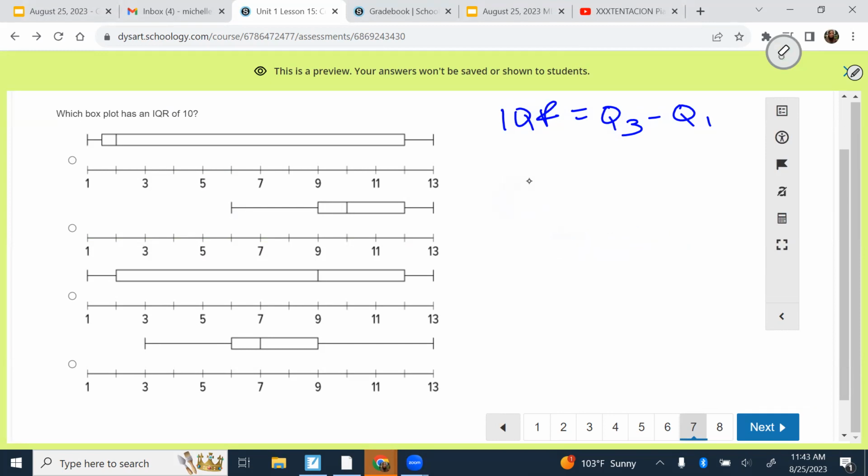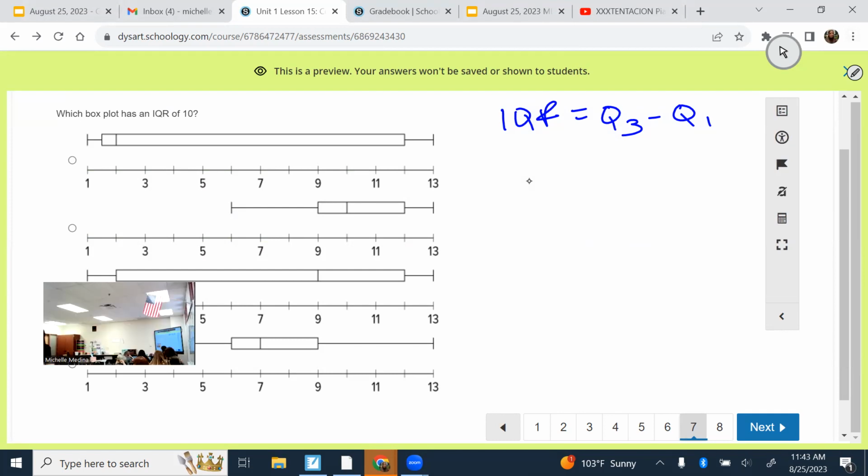John? It is on the rectangle, which part of it? Okay, the right-hand side of the box itself. So that'll be my Q3, and I'll just go in the order that it's in. So this one has my Q3 as about 12. So that would be 12.